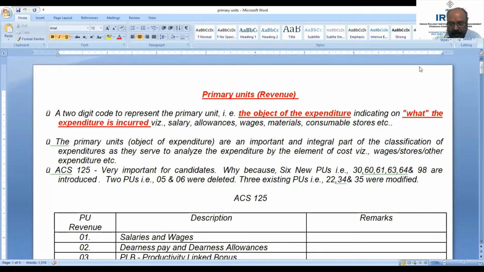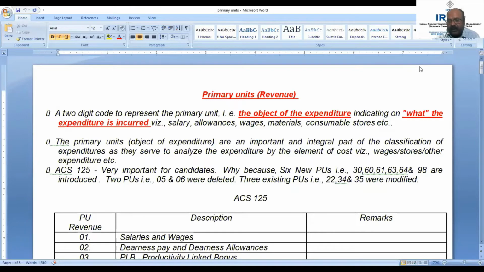Why the expenditure is incurred means the activity. Suppose POH activity, or operating expenses activity, or administration activity, or repairs and maintenance activity, or staff welfare. That is the activity represented by the first 6 digits, and the last 2 digits represent what the expenditure is. That means is it salary, or allowances, or material, or office expenses, or GST, etc. So the primary units are an important and integral part of the classification of expenditure, because they serve to analyze the expenditure by element of the cost.